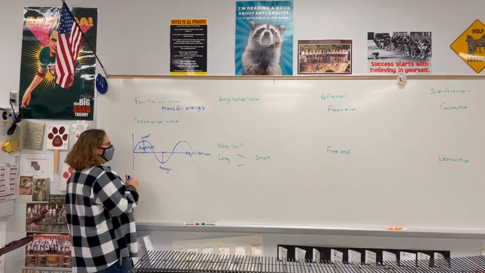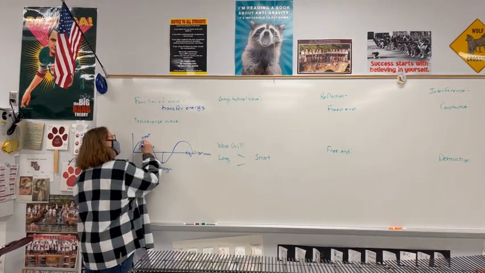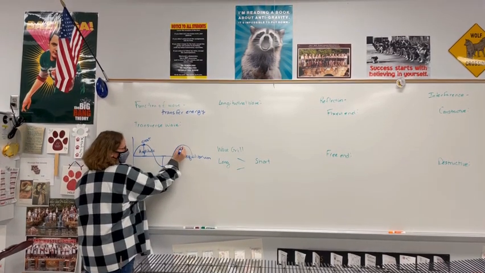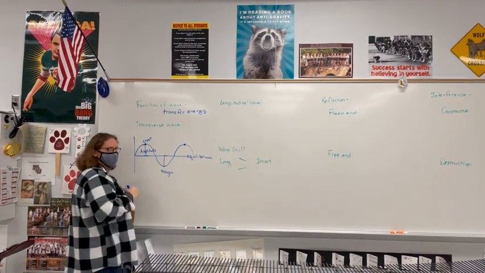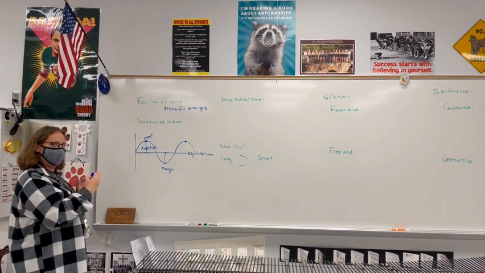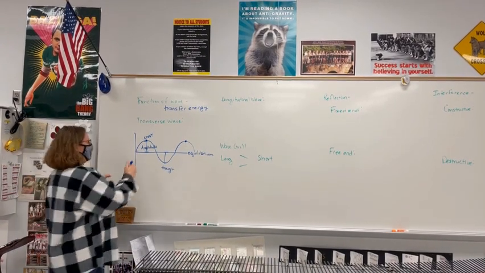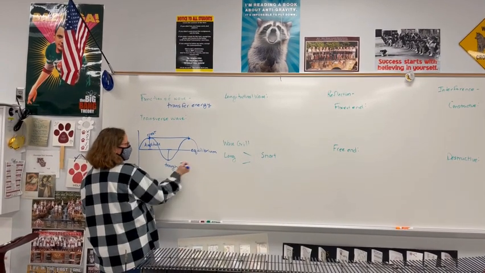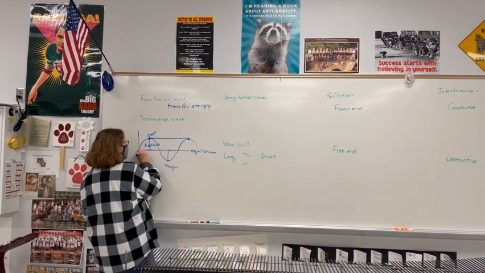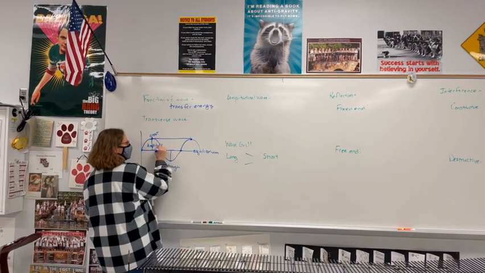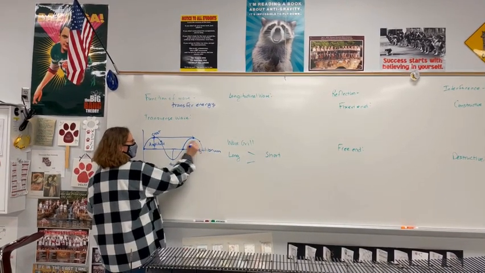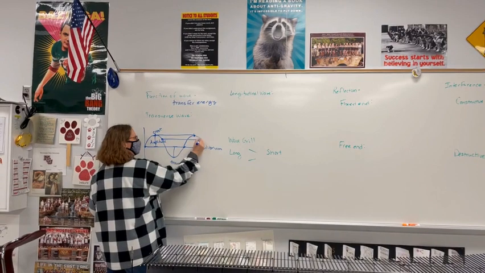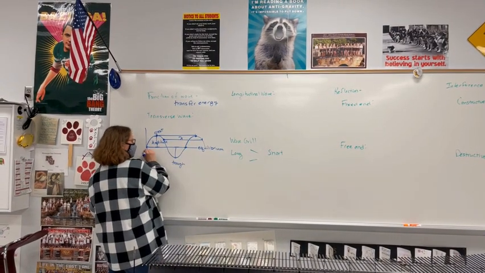We also need to talk about a wavelength. A wavelength is one point to the consecutive wave, the exact same point on the next consecutive wave. So it could be crest to crest, could be trough to trough, it could be from this point to this point, or this point to this point. They all represent a wavelength.